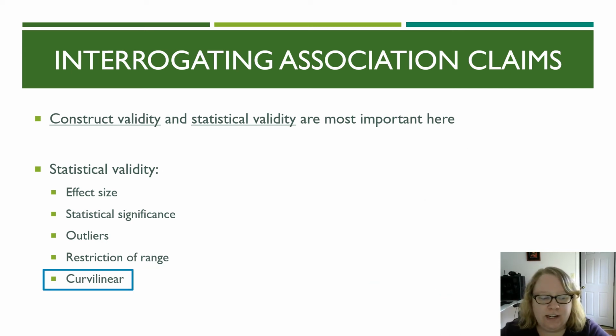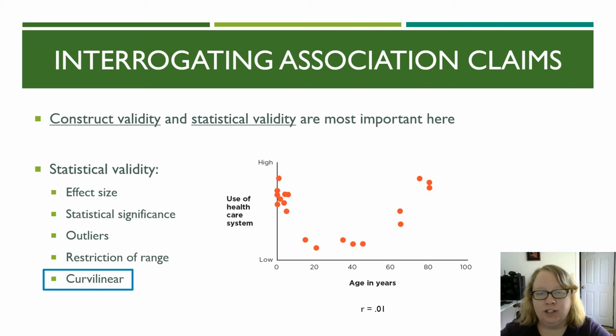All right, and then curvilinear. This might be the easiest one to get your head around, curvilinear relationships. This is what a curvilinear correlation looks like. If you look at this graph here, we have age in years on the x-axis, use of the healthcare system on the y-axis. At 0 years, so when people are newborns, right, pretty high use of the healthcare system because they're probably being born in hospitals, they have to get vaccinations, they have to get checkups, all that stuff, right? They're in the healthcare system a lot.